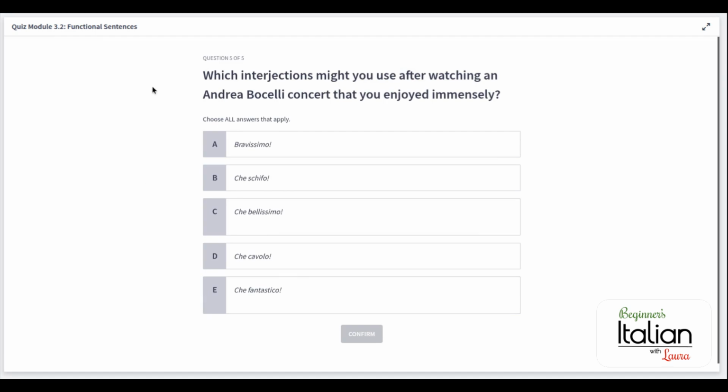And number 5, which interjections might you use after watching an Andrea Bocelli concert that you enjoyed immensely? Choose all answers that apply. A, bravissimo. B, che schifo. C, che bellissimo. D, che cavolo. E, che fantastico. Remember, choose all answers that apply.